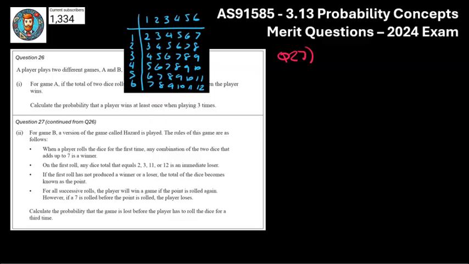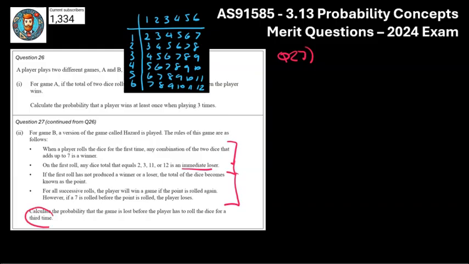So breaking down the question, when we roll a 7, that is going to be a winner. And then we've got an immediate loser if they roll 2, 3, 11 or 12. And finally, if you have no winner or no loser, the dice is re-rolled again until you get a winner or loser.